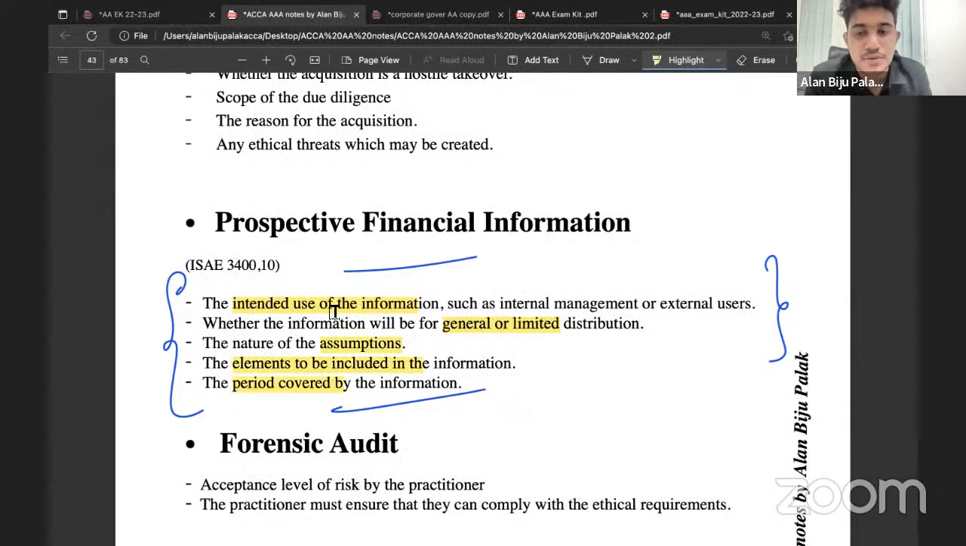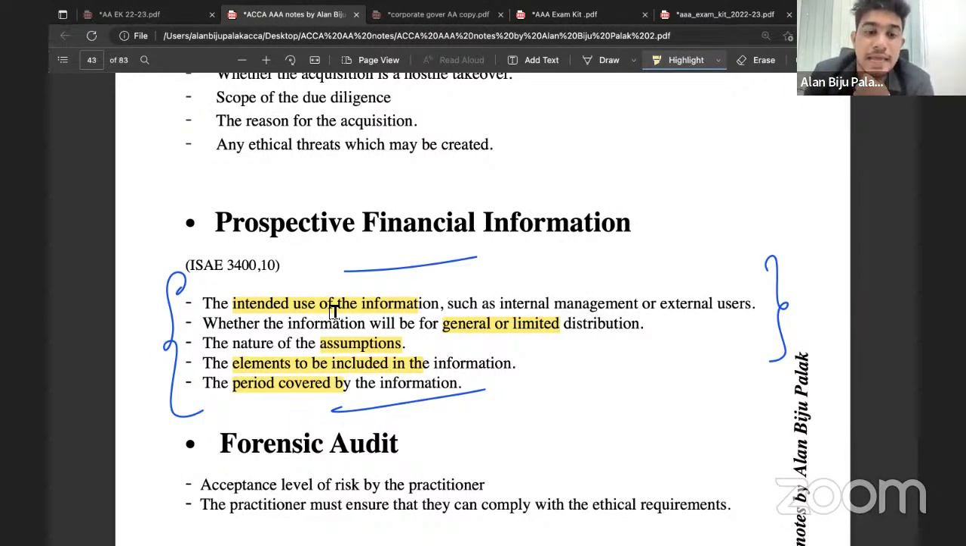Because if the intended use of information is for external users, automatically the risk that the auditor might be facing will be high. If it is for a general distribution, again, the risk of the engagement will be very high. Nature of assumption should be based on forecast rather than projection. If the assumptions on the basis of which PFI is calculated are purely projections, then the PFI will not be realistic. Therefore, the auditor should not accept that engagement.